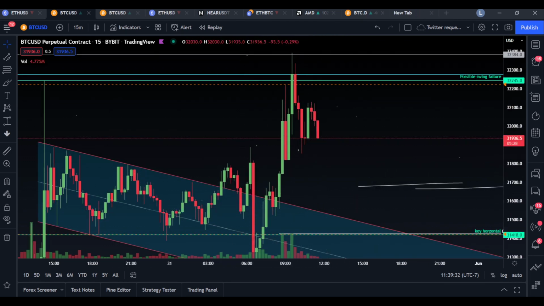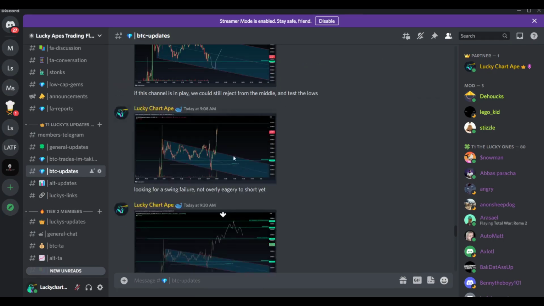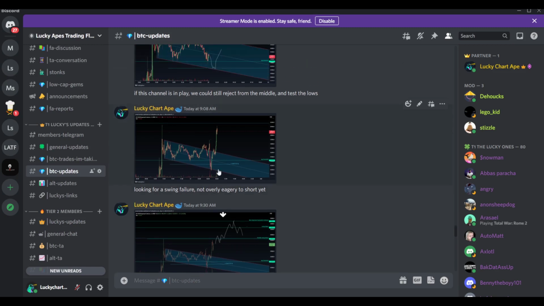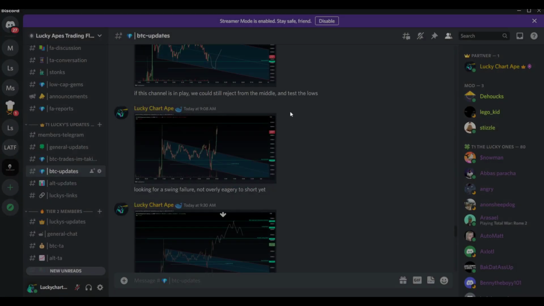So as price pushed up, I said, looking for a swing failure, not overly eager to short here. So what I mean is I'm looking for price to push up above this high, right?